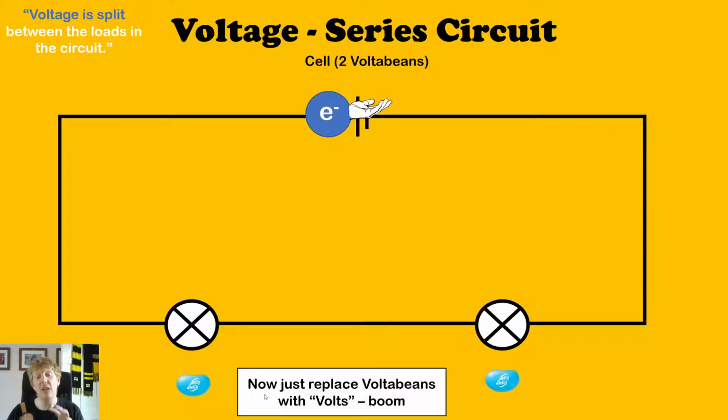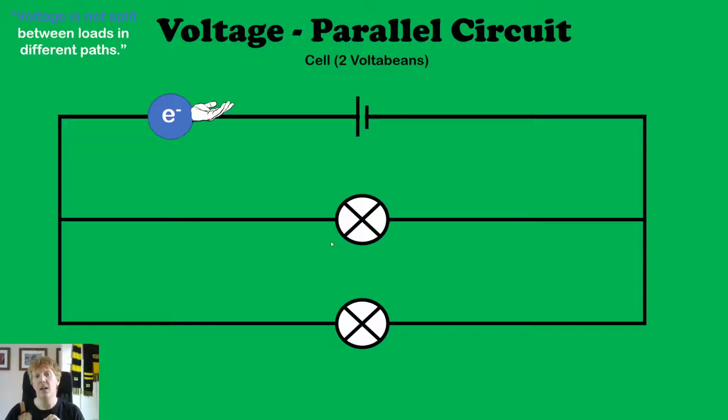We could replace Volta Bean with volts, and boom, you have a perfect description of voltage. Voltage is being split from 2 volts. This load will receive 1 volt of energy, and this second one will receive 1 volt of energy as well. It's being split, okay? So let's look at that in a parallel circuit then.